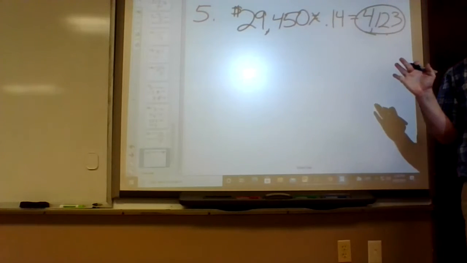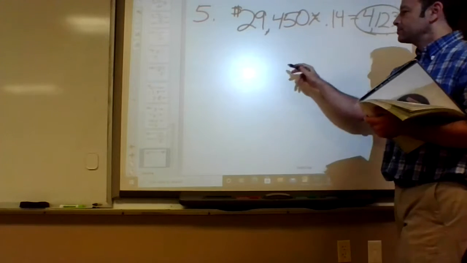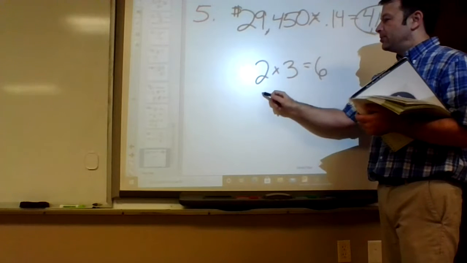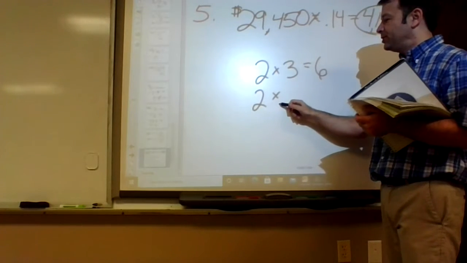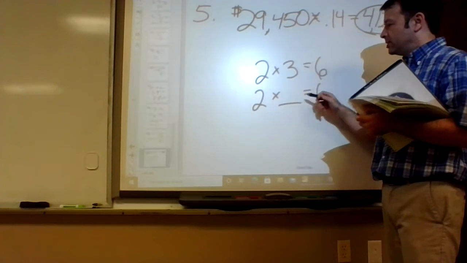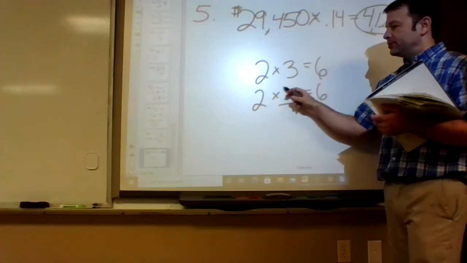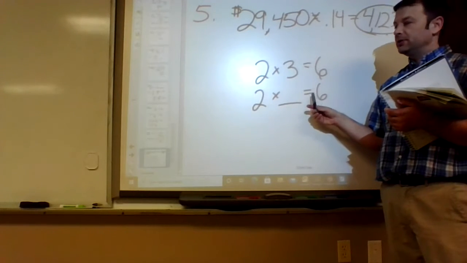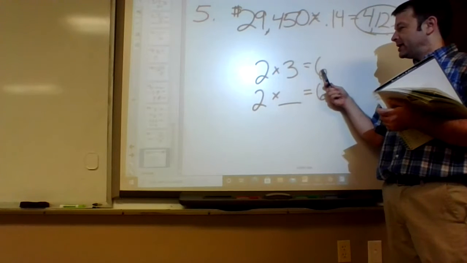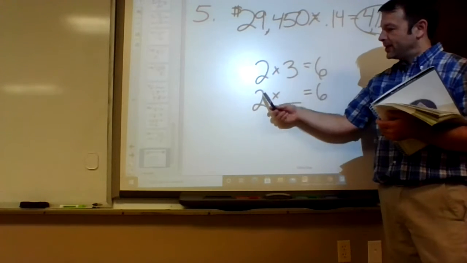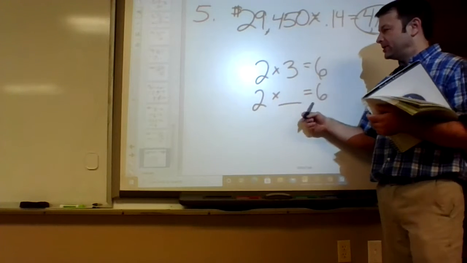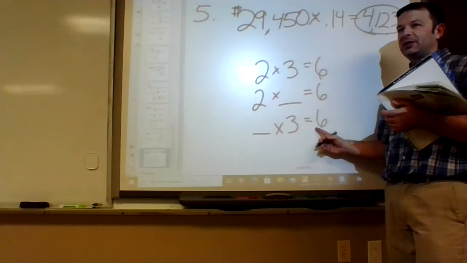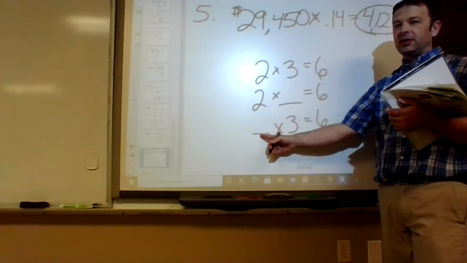Okay, before we move on, let's do a little algebra lesson. You guys know 2 times 3 is 6, right? Let's pretend we didn't know that. How would I figure out what goes right there? You divide by 2, right? If this times this equals that, then 6 divided by 2 equals that. Or same thing, if blank times 3 equals 6, then 6 divided by 3 equals the answer.